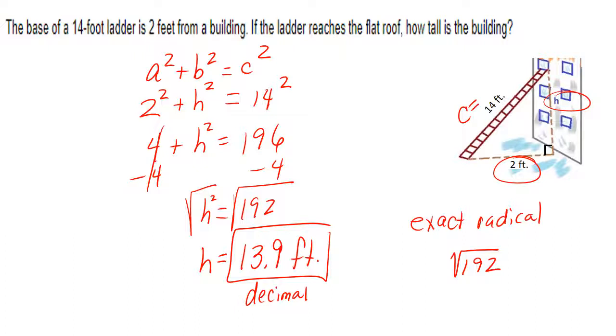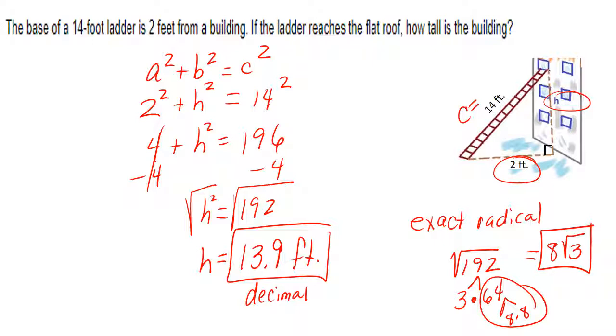So what we will do is go ahead and factor the 192 radicand. And if you think about it, 192 is 3 times 64. 64 is a perfect square, 8 times 8. So we can simplify that, and that would be 8 square root of 3. That's how you would get your exact simplified radical answer.